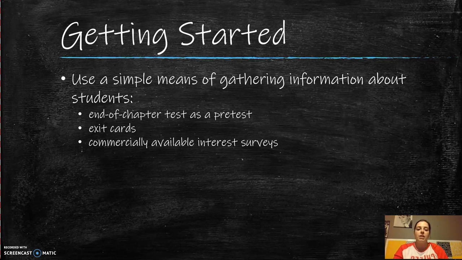And you're going to use a simple means of gathering information about students. So you're either going to do a test that you would normally give at the end of a chapter. You're going to do it at the beginning to see what students know and what they don't know. You're going to do exit cards, which are like cards asking questions like, how much do you understand this? Like, totally understand, kind of understand, not at all. And then you have other interest surveys that students can take that just kind of give you an idea of what they're interested in and what they're not.